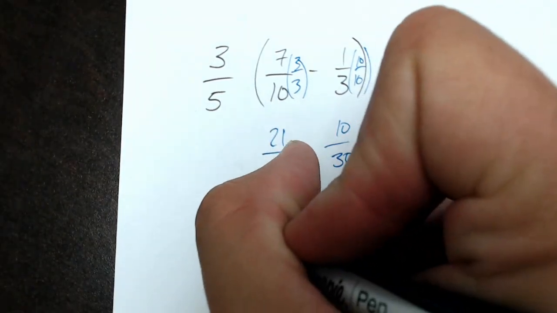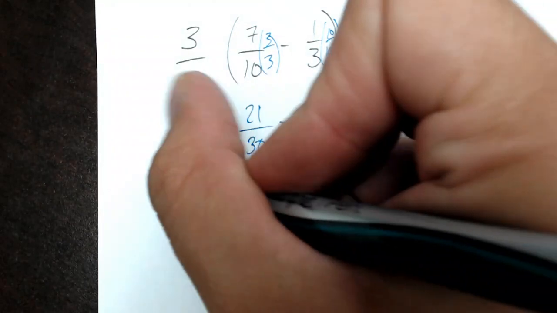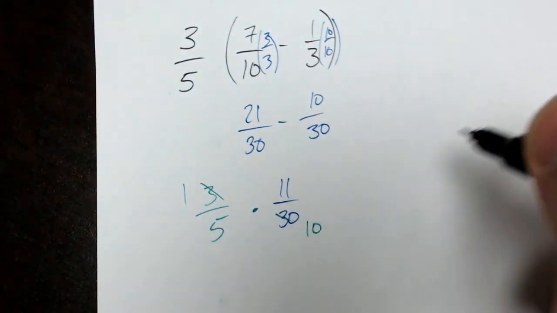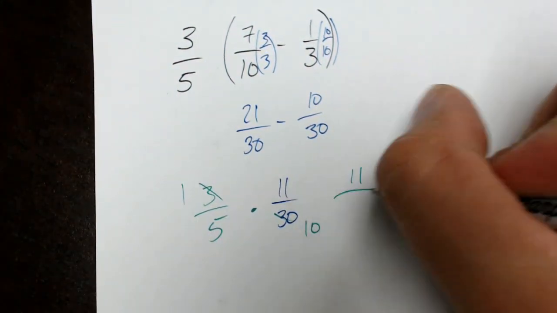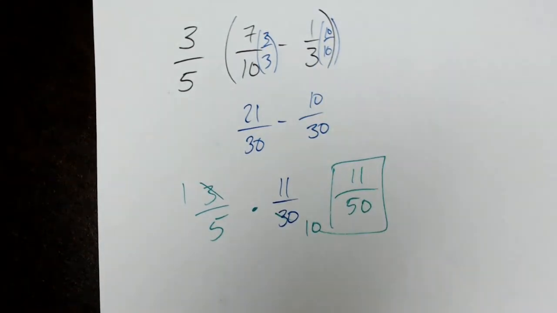Now that's in the parentheses, which means this answer, 11 over 30, is going to get multiplied by 3 over 5. And before I multiply, I should always check to see if I can cross cancel, which I can. 3 goes into 30 10 times. 1 times 11 is 11. 5 times 10 is 50, for a final answer of 11 over 50.